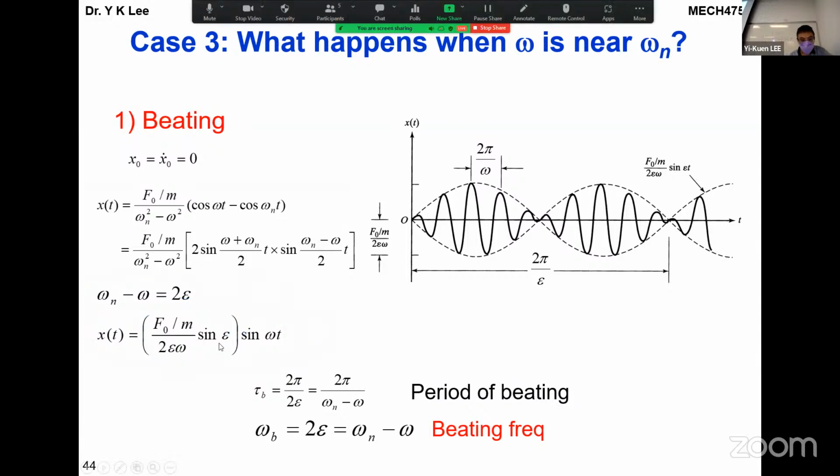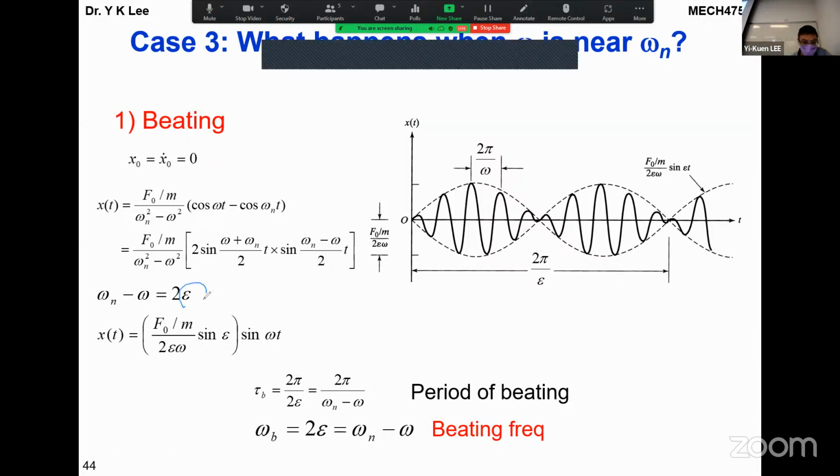That is something that will happen in real life. If epsilon is very close to zero, what happens? You see, this will somehow go to infinity, but it will not happen. So what happens if epsilon, the difference between the driving frequency omega and the natural frequency, is close to zero?